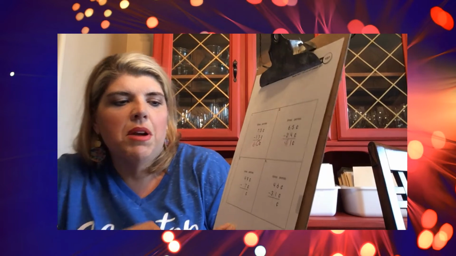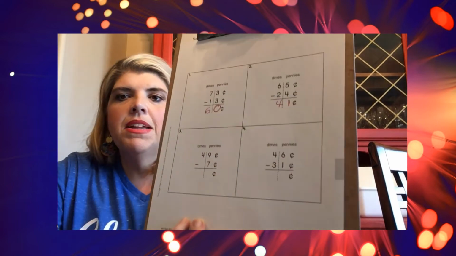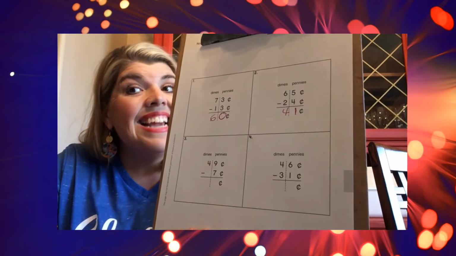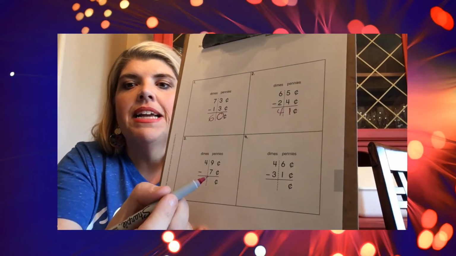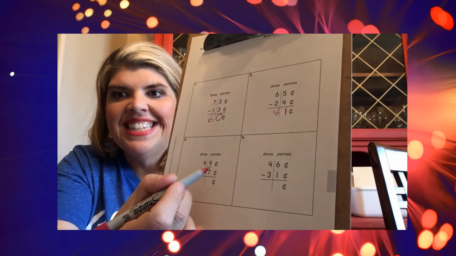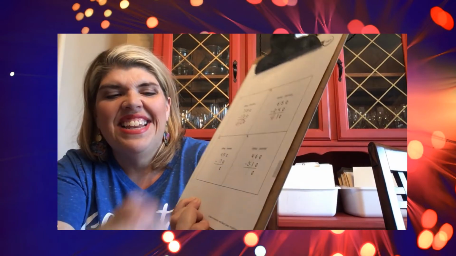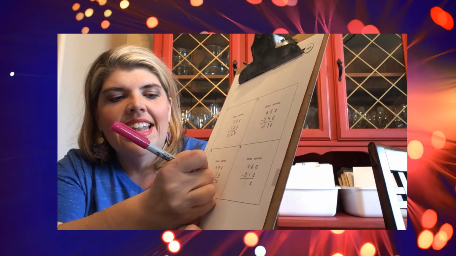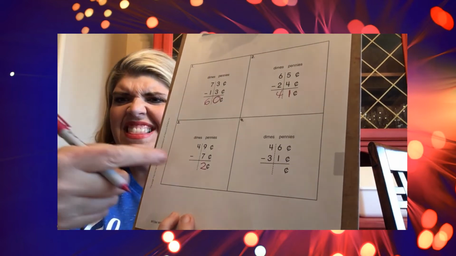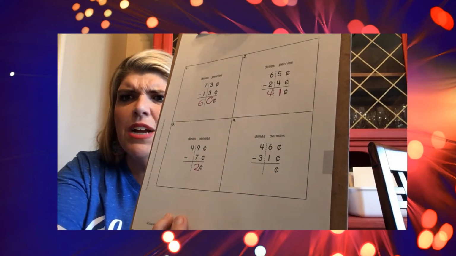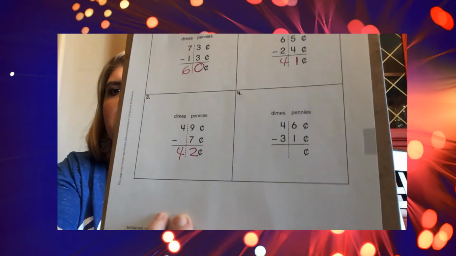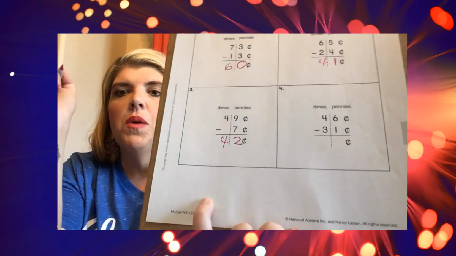I'm going to look at the next problem. 49 cents minus 7 cents. Where do I start? I start on the pennies. You're right. So what is 9 minus 7? That's a difference of 2. 9 minus 7 is 2. And then I have 4 and nothing. If there's nothing there, that's the same as 0. What's 4 take away nothing? 4. So what is my answer? 42 cents.